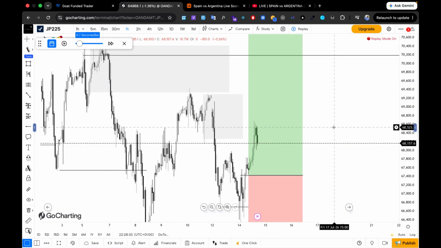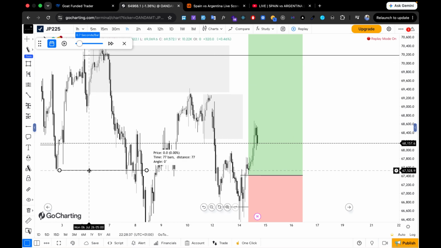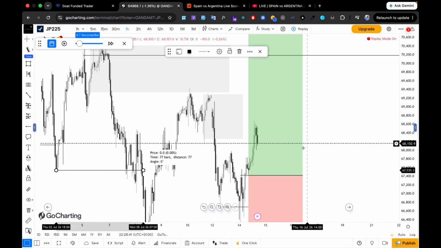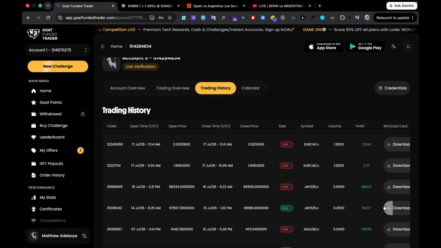I went to the 4 hours, and that was when I saw this key level. I saw the market structure very well, right? And that was why I closed this particular buy position at $95. I closed it when I saw that. This thing is not going to work like this based on the structure.